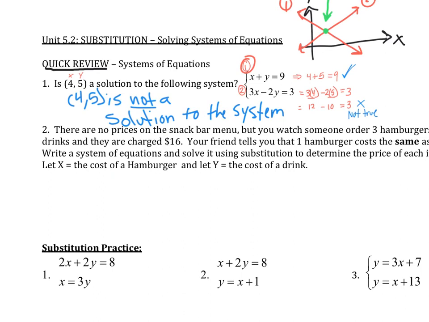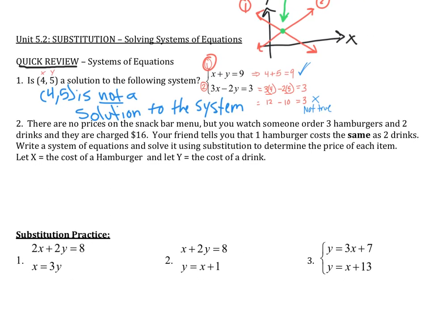The next question I want to look at is example 2. So example 2 is an application of systems, and so when we read this problem, it doesn't look like a system of equations, but it actually is. So let's read through this. It says there are no prices on a snack bar menu, but you watch someone order 3 hamburgers and 2 drinks and they are charged $16. Your friend tells you that 1 hamburger costs the same as 2 drinks. Write the system of equations and solve it using substitution to determine the price of each item.